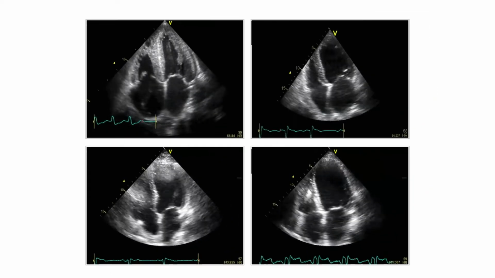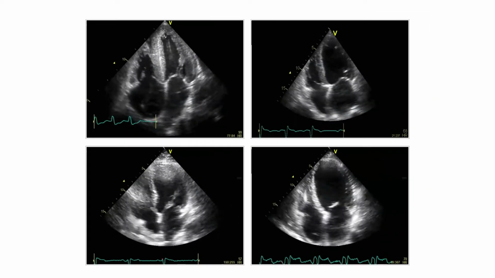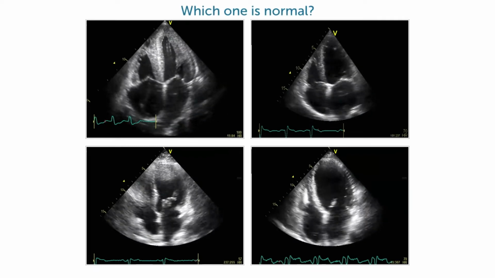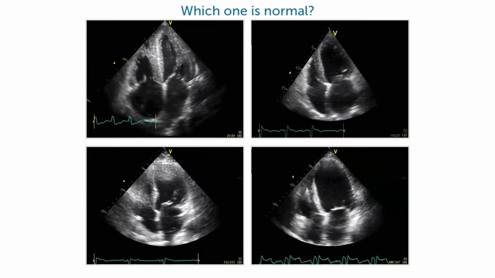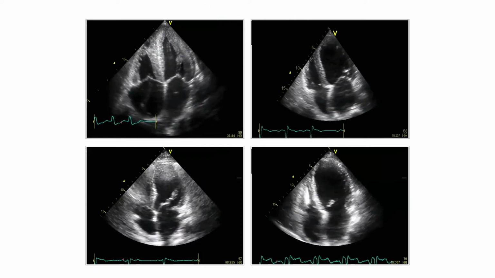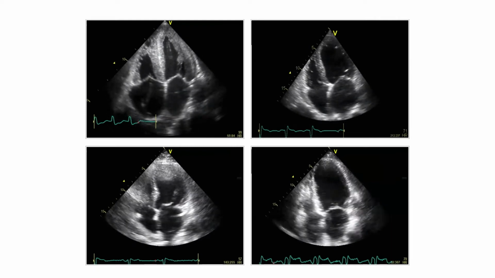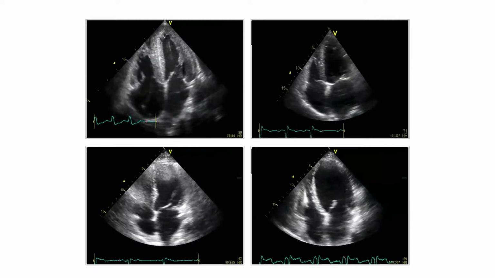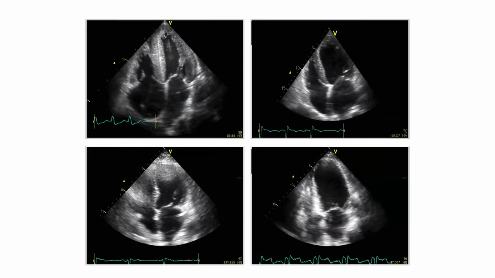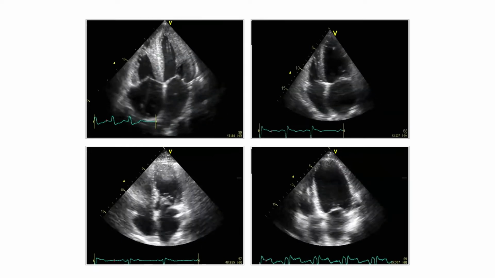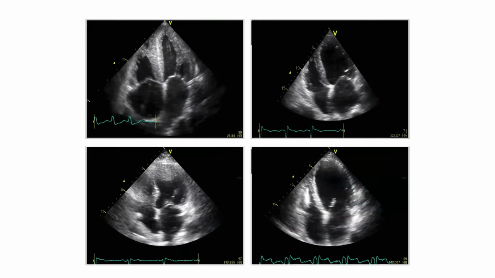Here are 4 different 4-chamber views, and you will have to find out which of these 4-chamber views is normal, where left ventricular function is normal. Take a look at the individual ventricles. I'm sure you can do that. It's very simple. Okay, I'll just give you a few more seconds. Also look at the size of the ventricle. That can also point to a pathology.